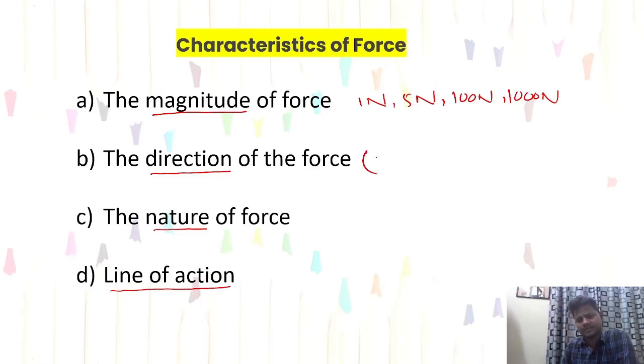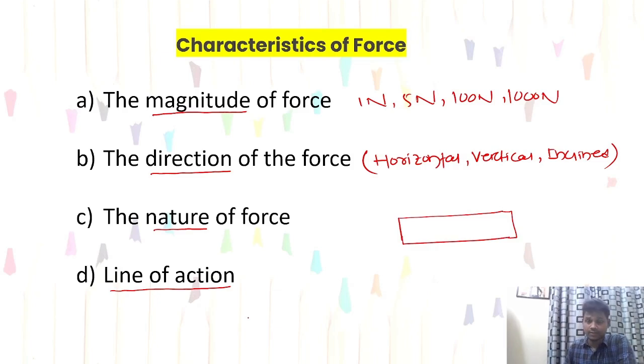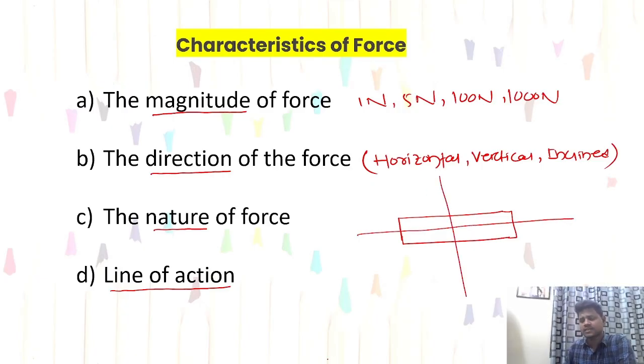Then the second thing is direction. Direction may be of three types: it may be horizontal, it may be vertical, it may be inclined. Horizontal means, let's say this is the body. What kind of body is this? This is a rigid body, because in mechanics I am going to deal with only rigid bodies, not real bodies. So this is the x-axis and this is the y-axis.